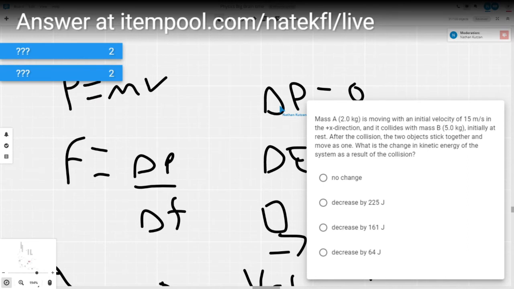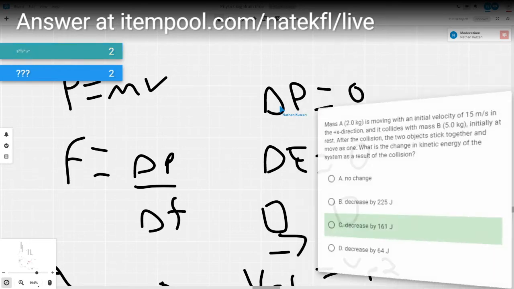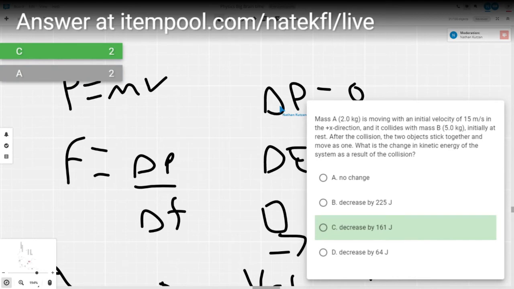All right, that's 4. So we just talked about this. If they collide and stick together, then that's completely inelastic. It's the furthest away from elastic it can be. And only elastic collisions have no change to kinetic energy.